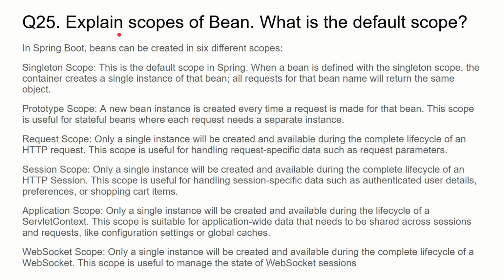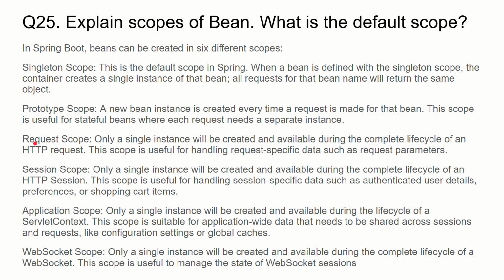Now another question on beans that can be asked is: explain scopes of bean and what is the default scope. In Spring Boot, beans can be created in six different scopes. First is singleton scope. This is the default scope, so this answers the second question. When a bean is defined within a singleton scope, the container creates a singleton instance of that bean and all requests for that bean name will return the same object. Second is prototype scope. A new bean instance is created every time a request is made for that bean.